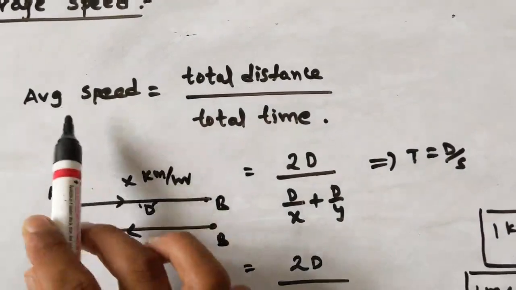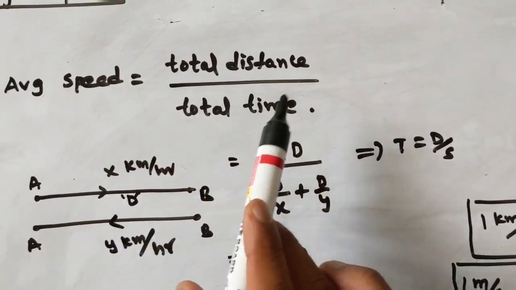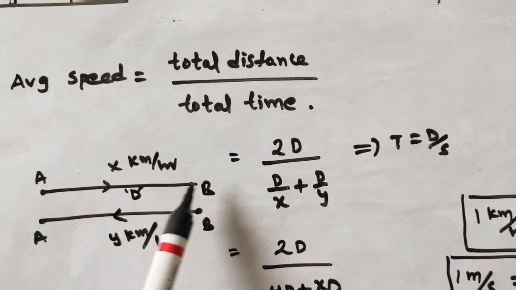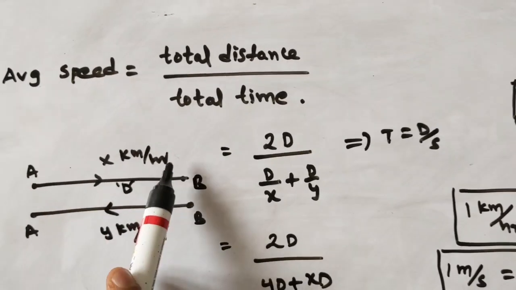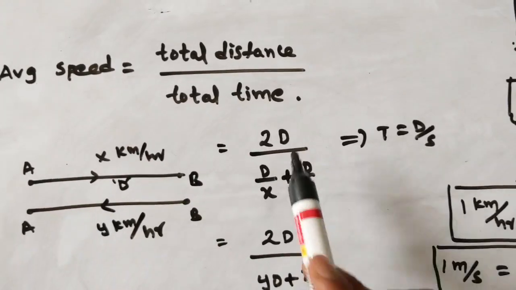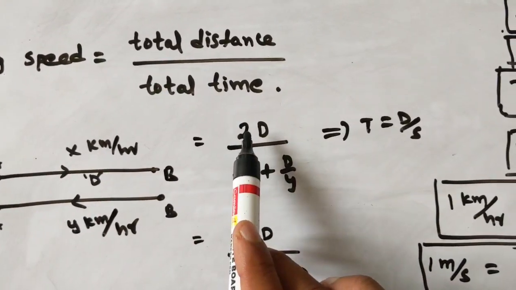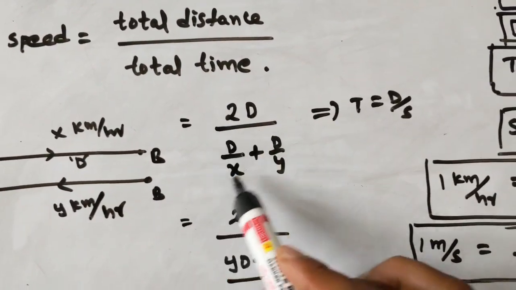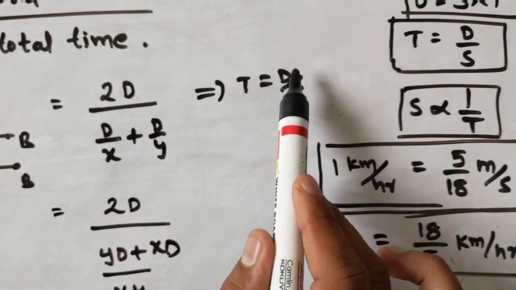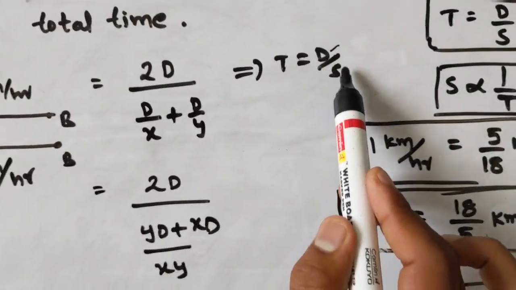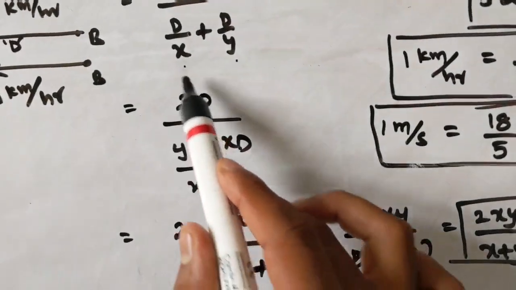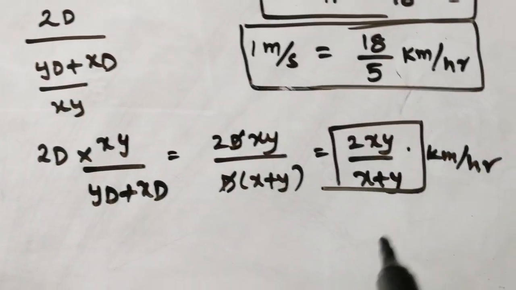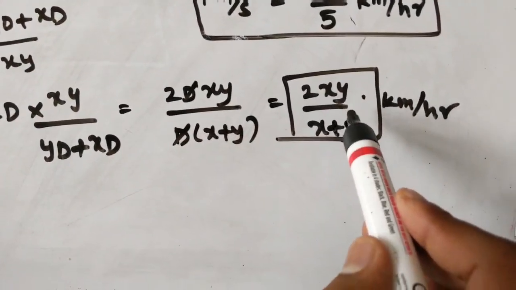I am revising. Average speed means total distance by total time. I am traveling from A to B, B to A, same distance with different speeds: x while going, y while coming. So distance is constant. Total distance is 2d, and the time we don't know. Using this formula, we calculate time. Distance is d, speed is x while going, y while coming. If I simplify, I am going to get average speed as 2xy by x plus y.